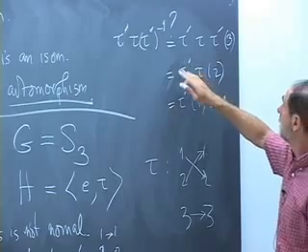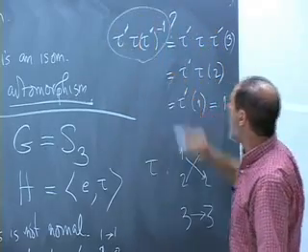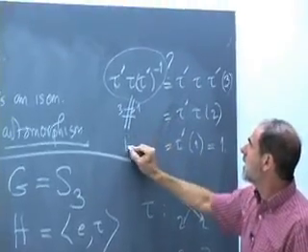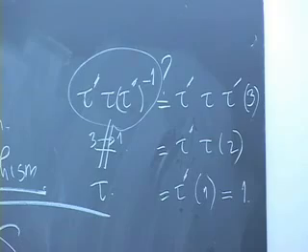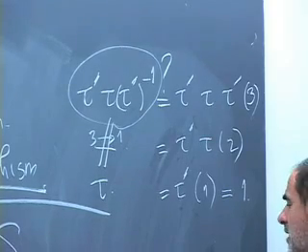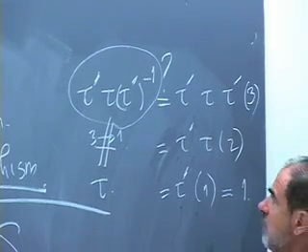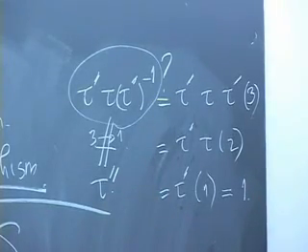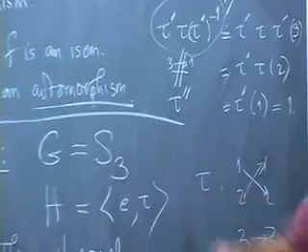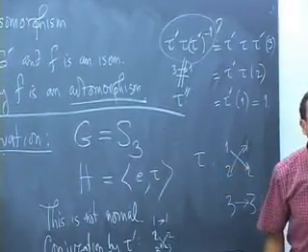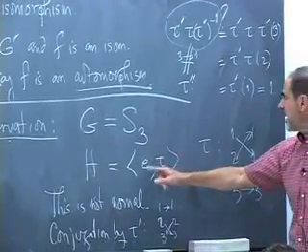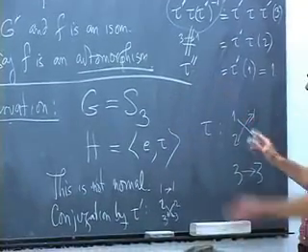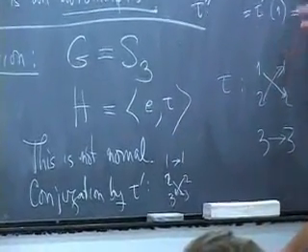So this element does not fix 3. It takes 3 to 1. So in particular, it's not equal to the element tau. In fact, it's the other transposition. It's in fact equal to tau double prime. One can figure that out pretty easily. Well, this has to be conjugated into a subgroup, and there are only 3 subgroups of order 2 in this group, generated by e and tau, generated by e and tau prime, and generated by e and tau double prime. And tau double prime is the unique one of these things that takes 3 to 1.